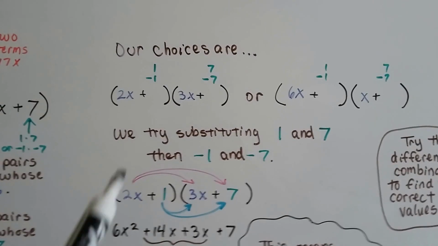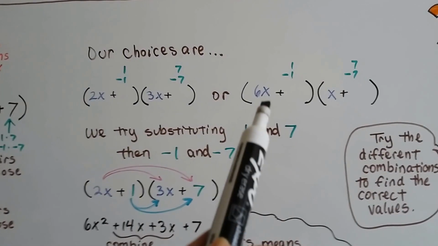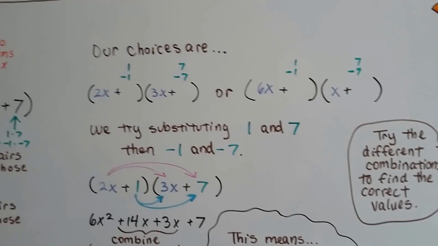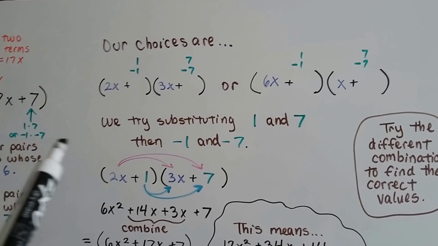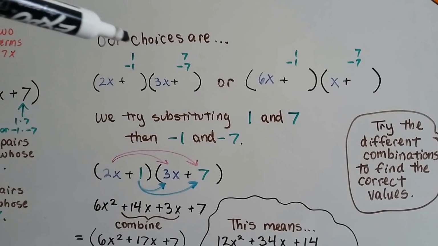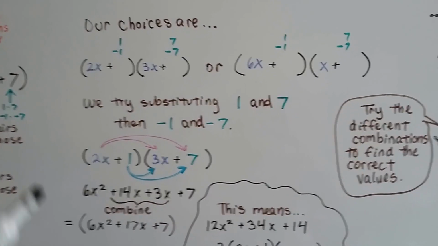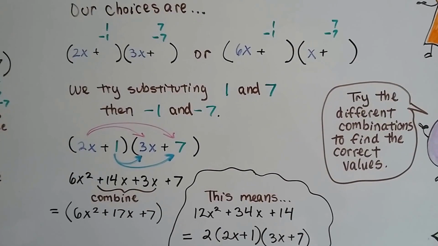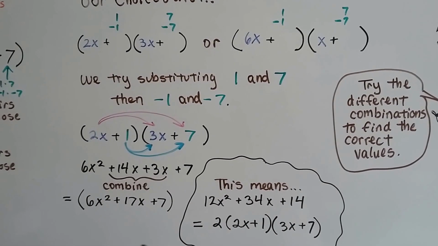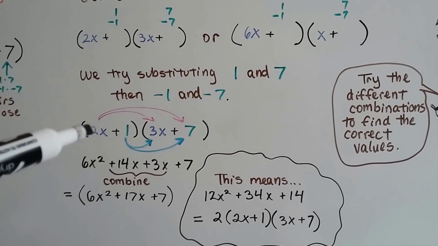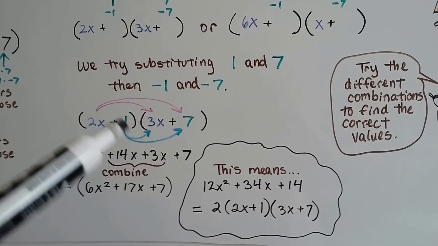And we can either have a 2x in the front and a 3x in the front, or we can have a 6x in the front and an x in the front. And we know that the other values have to be a 1 and a 7, or a negative 1 and a negative 7. So we're going to try the positive 1 and the positive 7 in this one first, substituting it in. You try the different combinations to find the correct values. If we put a positive 1 here and a positive 7 here and we FOIL it, we're going to get 6x² plus 14 plus 3x plus 7.